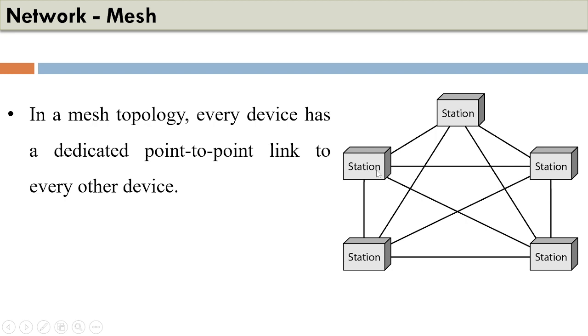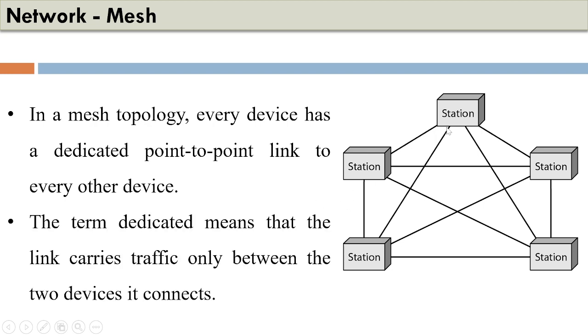So each of the nodes communicates with the other 4 nodes. Each of the nodes is connected directly to a particular node. So if I consider the topmost node, it gets connected to the other 4 using dedicated links.